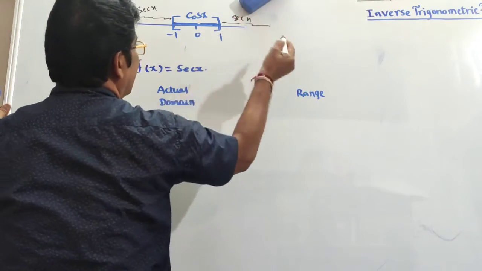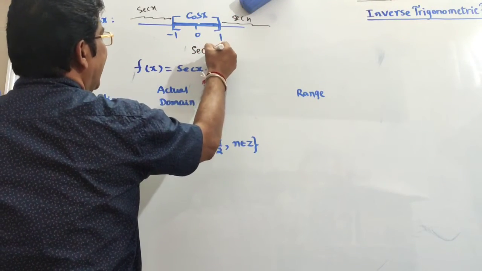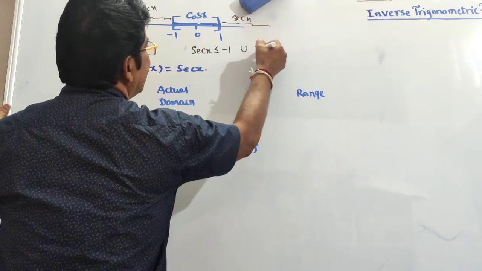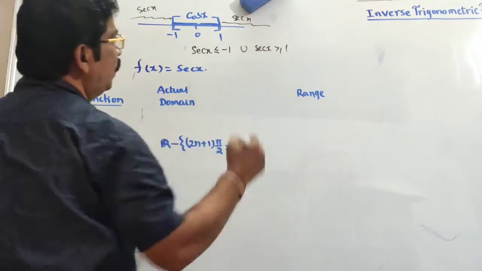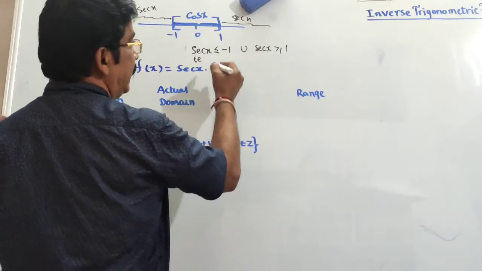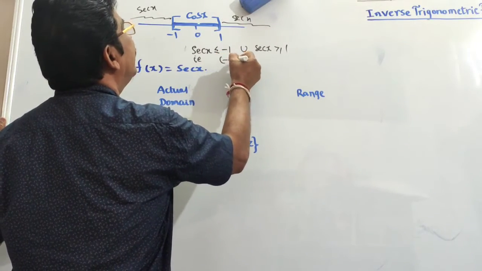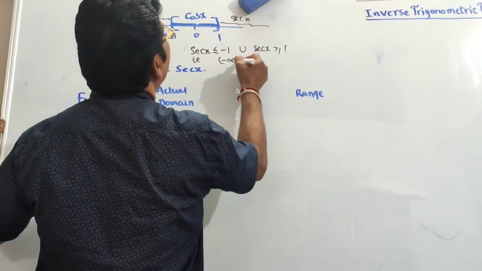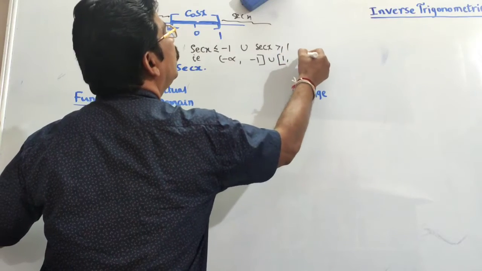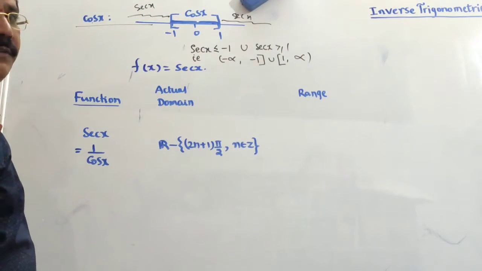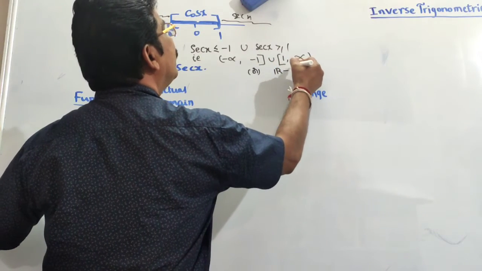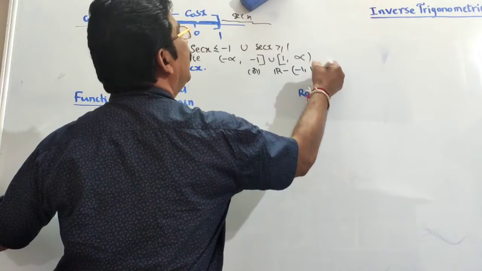Understand like that. That's why secant x is less than or equal to -1 union secant x is greater than or equal to 1. That is the open interval of -infinity comma -1 closed, union closed 1 to plus infinity. Simply we can write capital R minus open interval of -1 comma 1.